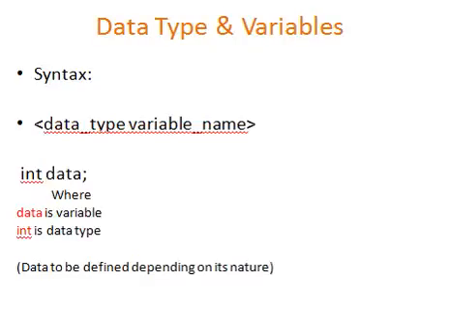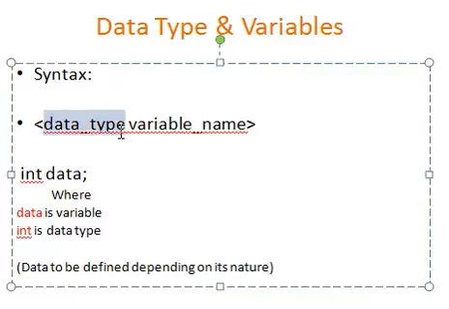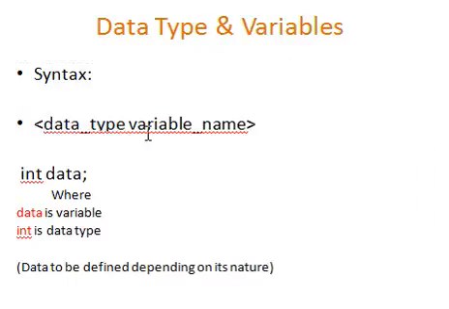The syntax for your data types and variables will be in the form of the data type, and then you have to mention your variable name. For example, let's take this discussion ahead with the int data type. I have defined int as the data type for my variable. So here int is my data type and data itself is my variable.